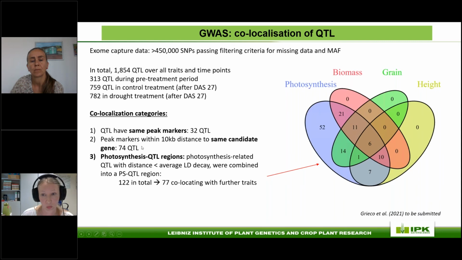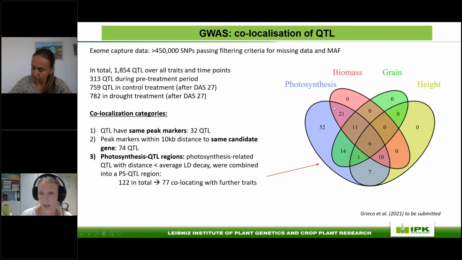And we also looked at co-localization between traits, and basically here he classified QTL regions that are having QTL for photosynthesis-related traits, and then looked also for co-localization to the other traits at maturity, and also for the vegetative image-based traits. And in total, we found 122 such regions, from which 77 were co-locating with the further traits, which you see here in the Venn diagram.